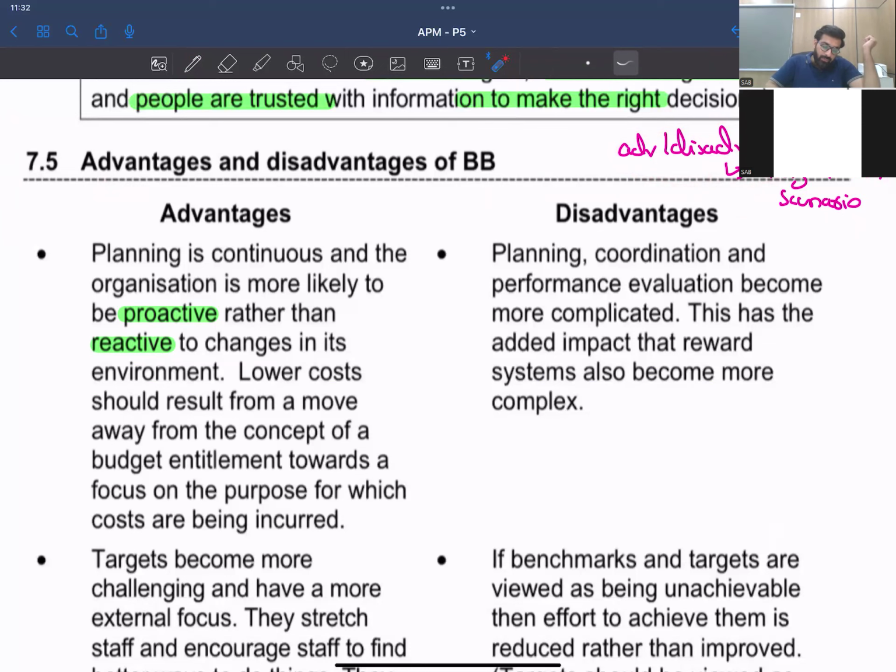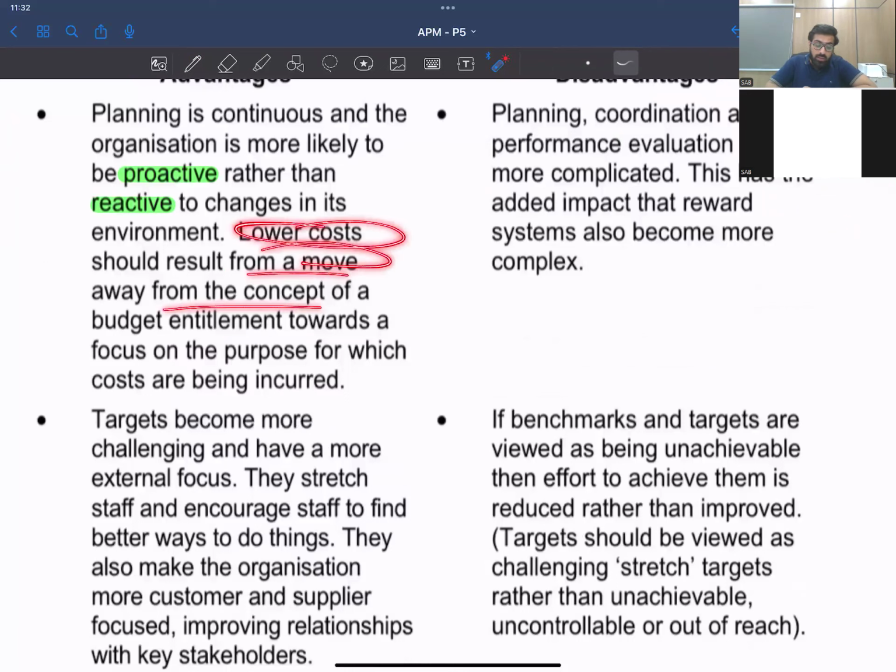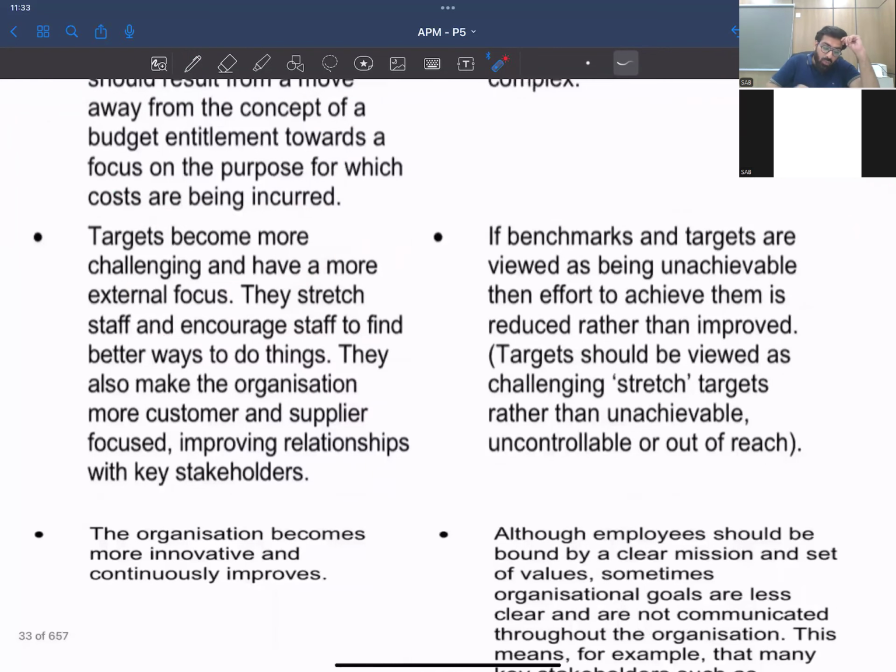Rather than reactive changes to its environment, lower cost results from moving away from the concept of budget, because in the budget there are many costs being incurred. If you're not focusing that much on budget, you're going to have good control over that. Similarly, targets will be more challenging as they will have an external focus rather than a paper focus. Staff would have contributed in the making of those targets, right? They also make the organization more customer and supplier focused, right?